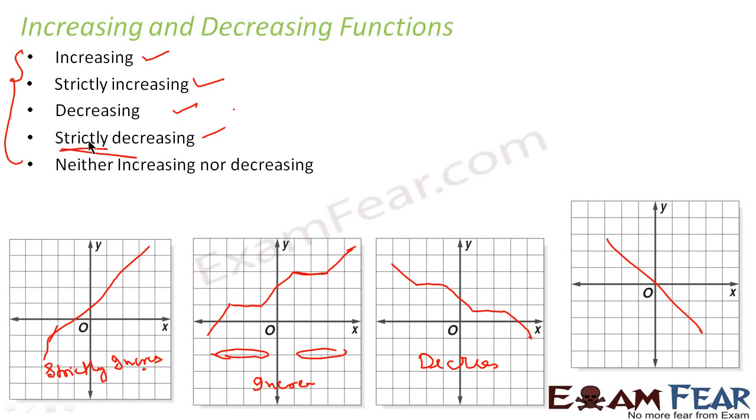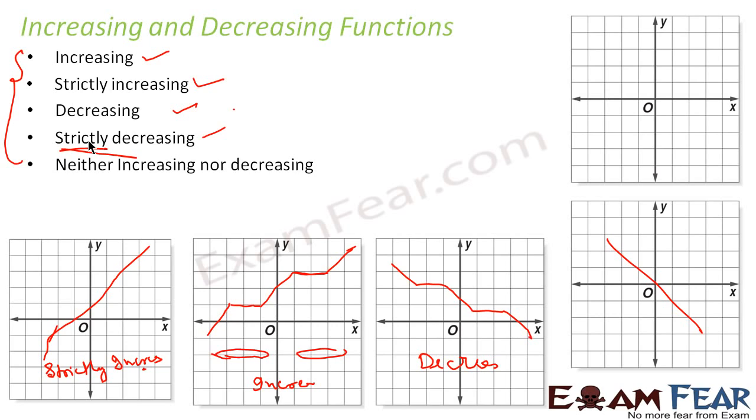And then there are functions which are neither increasing nor decreasing. For example, this kind of function which increases and then decreases. So we have some time interval where it increases, some time interval where it decreases. Such kind of functions are neither increasing nor decreasing. So if I have any function, I can put this function in one of these buckets. Correct? So this is the definition of increasing and decreasing functions.